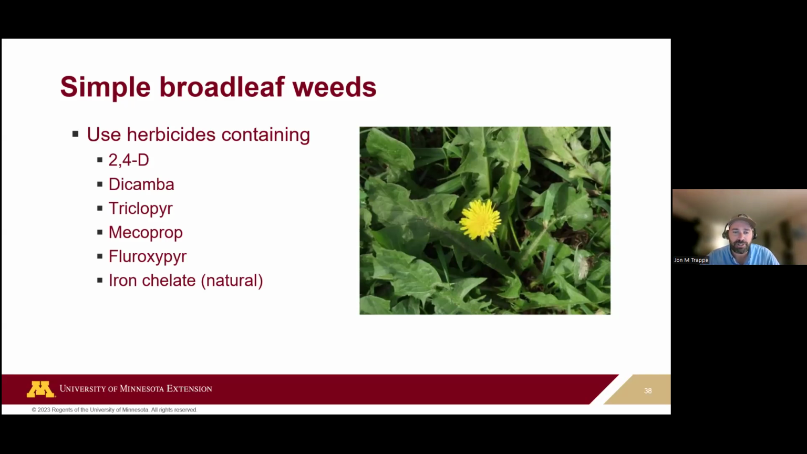There's also iron chelate, which is more of a natural. It's not truly organic, but it's more of a natural formulation. It's not a synthetic herbicide. It does have some efficacy or control on things like dandelions or broadleaf plantain. It can work pretty well, but I would just temper your expectations. It's not going to remove every single broadleaf weed species from your lawn.